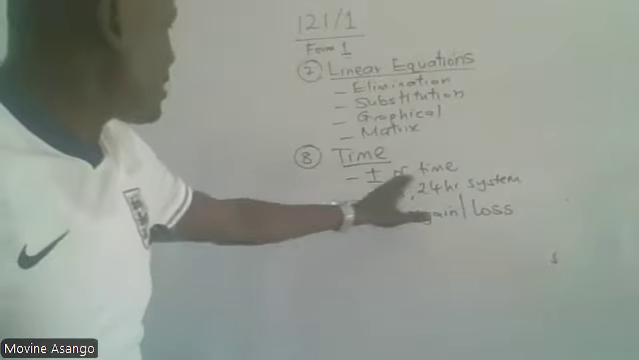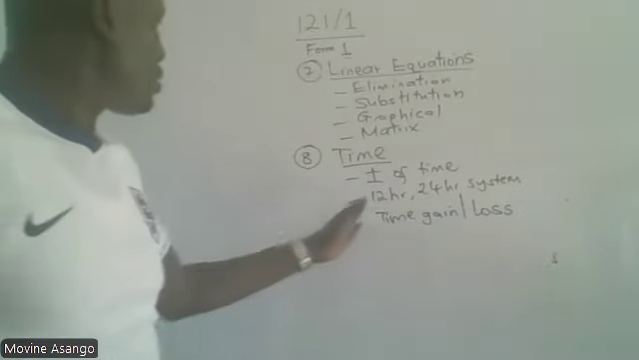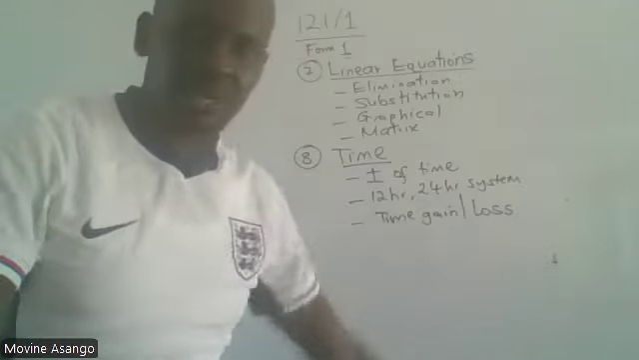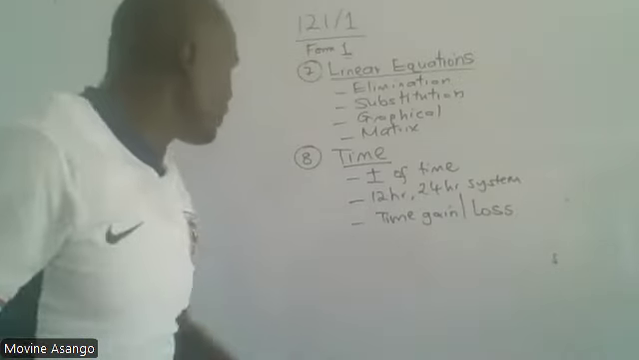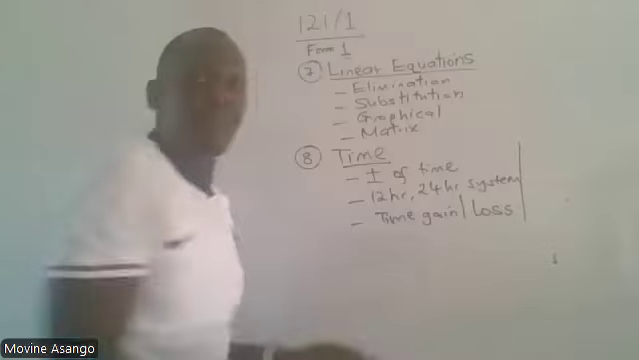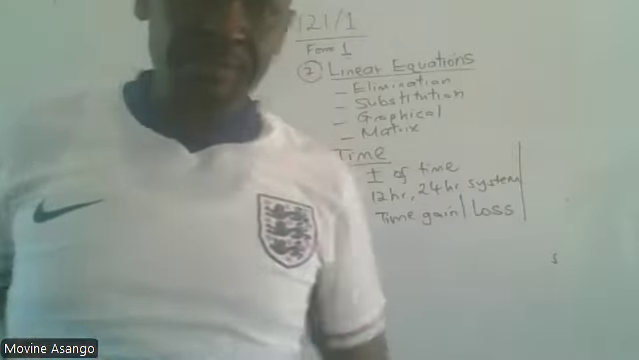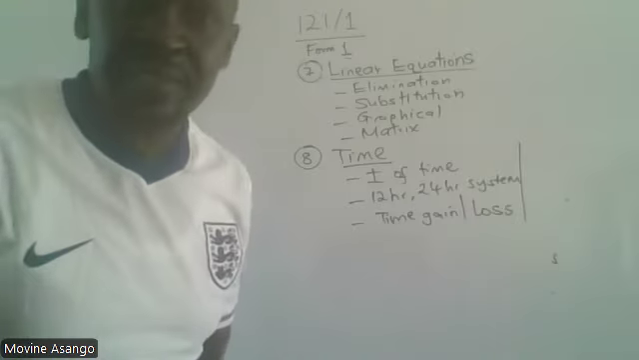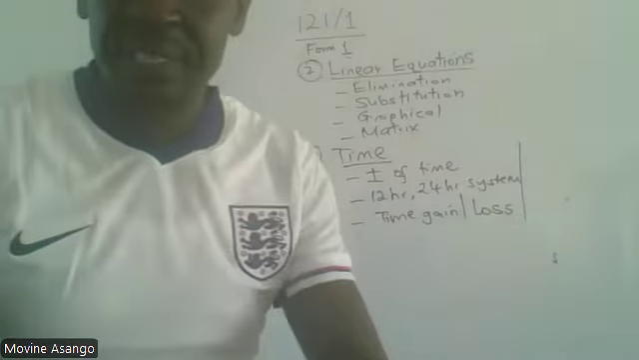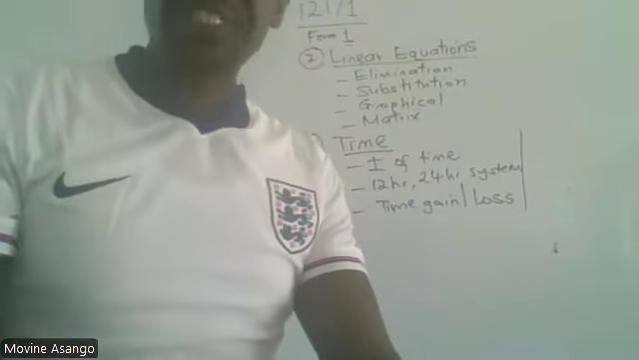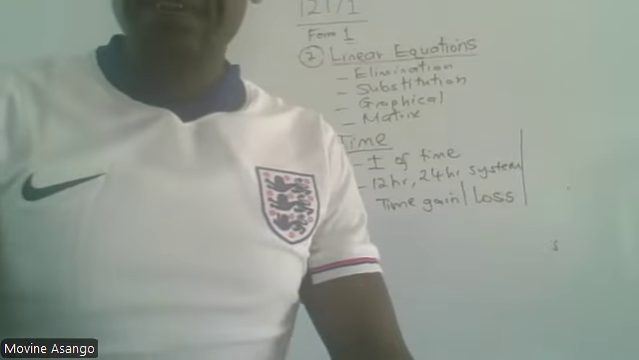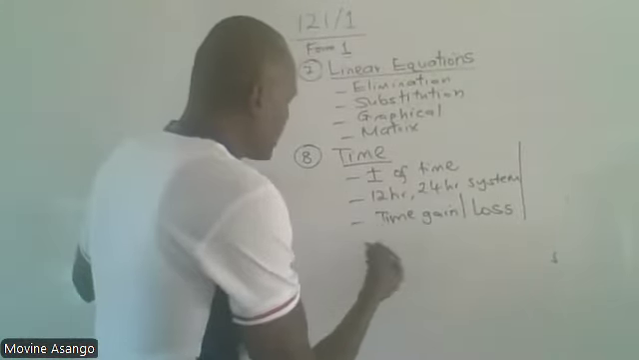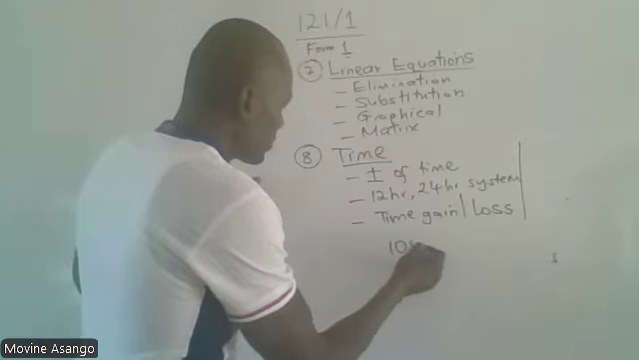We look at the addition and subtraction of time, the 12-hour clock system and 24-hour clock system, and time gain and time loss. The question of time is day-to-day application. Nothing is hidden. For example, in a 4 by 100 meters race, each athlete takes 100 meters. Maybe one athlete takes 10 seconds.